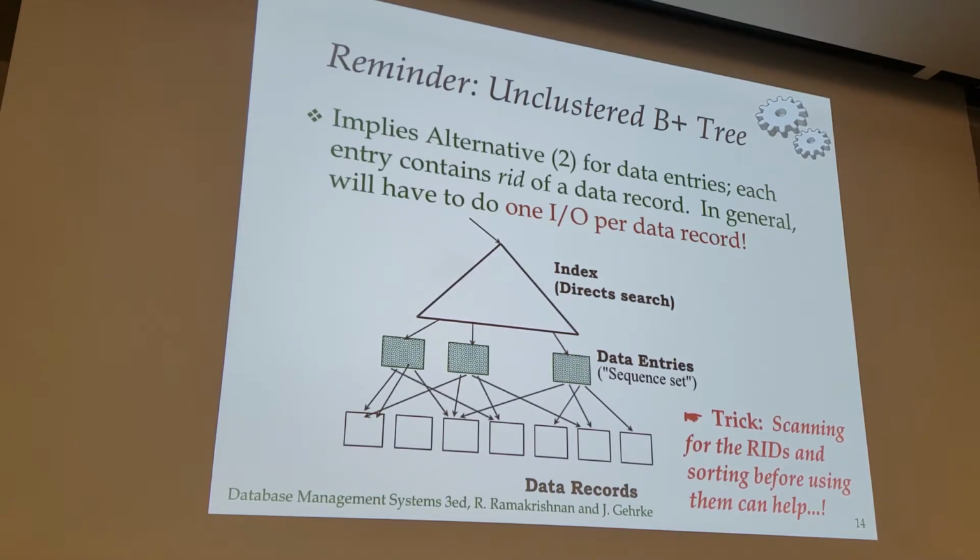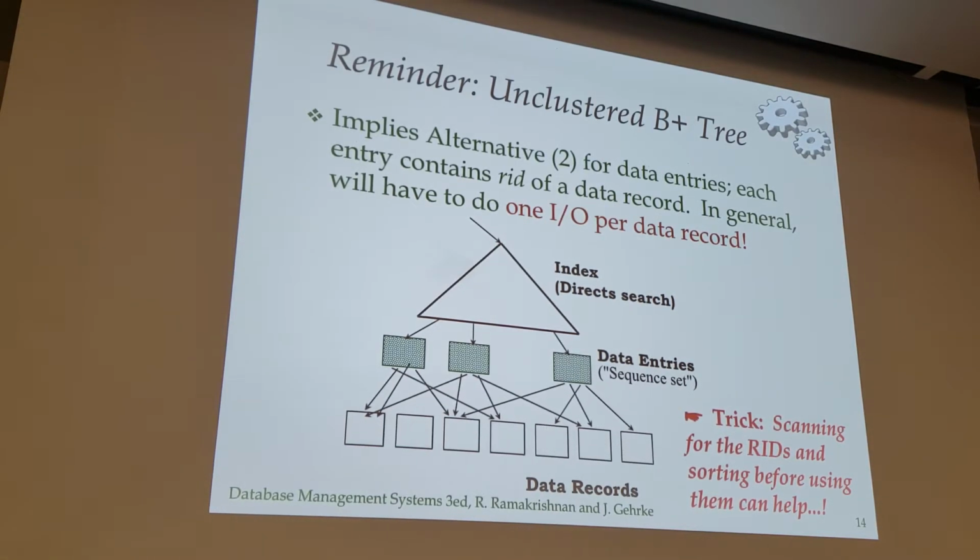But there are 2 disadvantages of doing that. Disadvantage number 1 is that you have to sort the RIDs. That's work, if you accumulate them and sort them. And disadvantage number 2 is that you were getting the tuples in page ID order rather than the order of the search key that corresponds to the index. So that's a disadvantage as well.